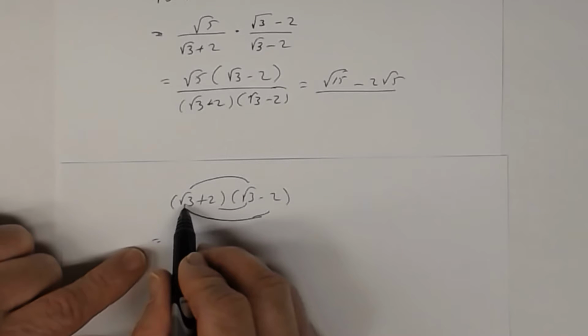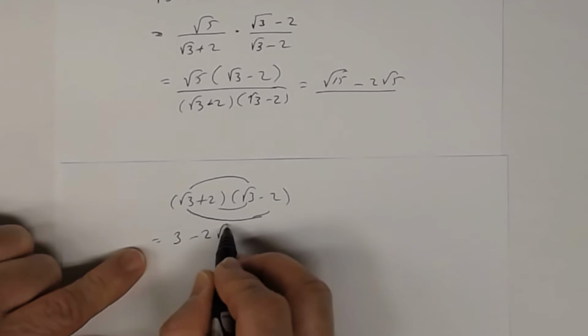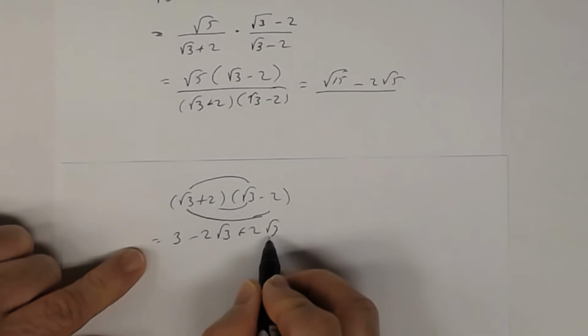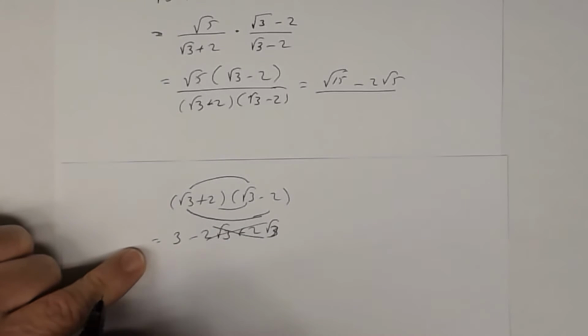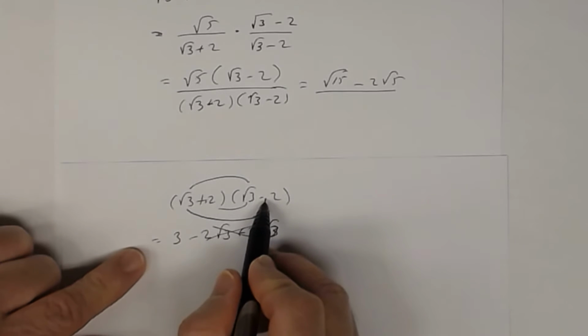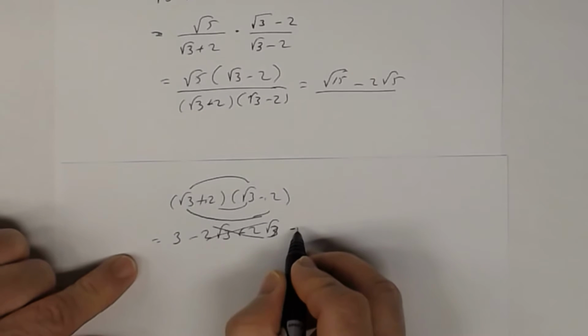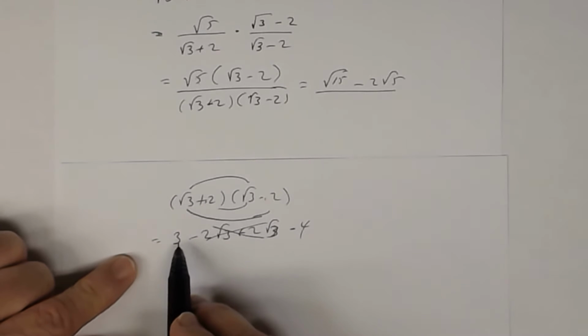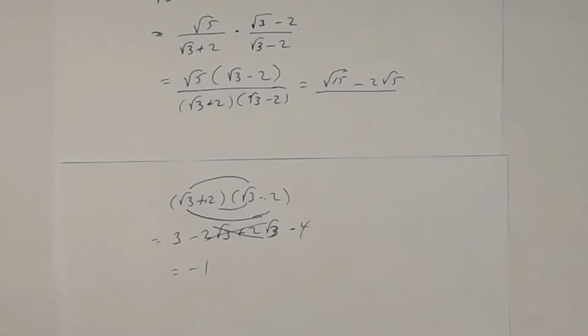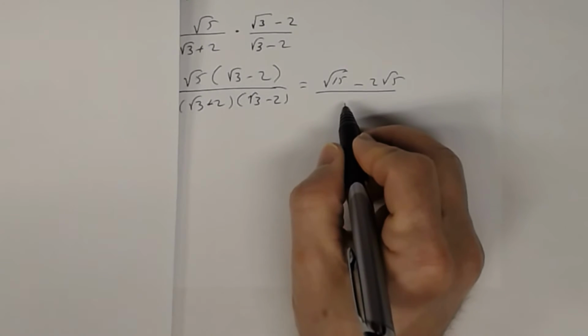Watch. The square root of 3 times the negative 2 is negative 2 square root of 3. The inner is a positive 2 square root of 3. See, those are opposites. When you add them up, you get 0. A positive 2 times a negative 2 is a negative 4. And so 3 subtract 4 is a negative 1. So I get a negative 1 again. I didn't mean for that to happen, but that's what happened here. So I get negative 1. So that's the denominator.